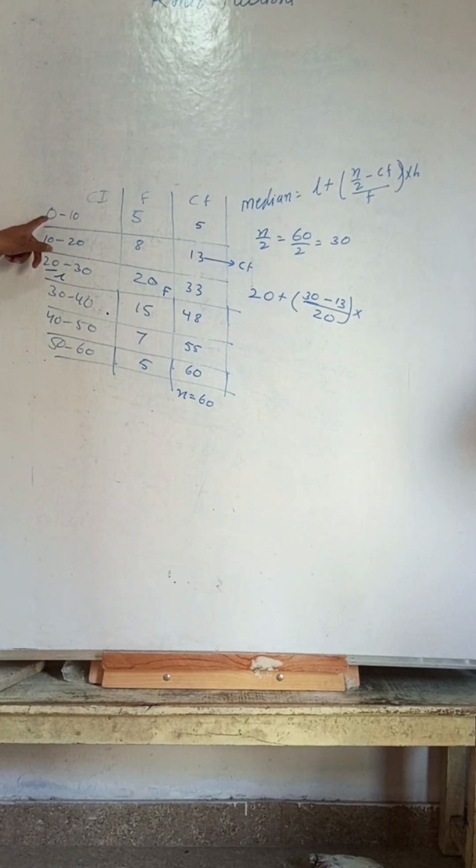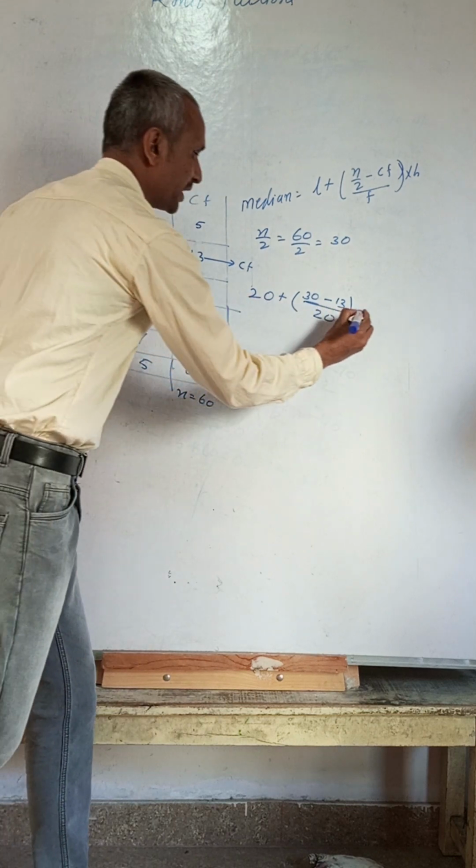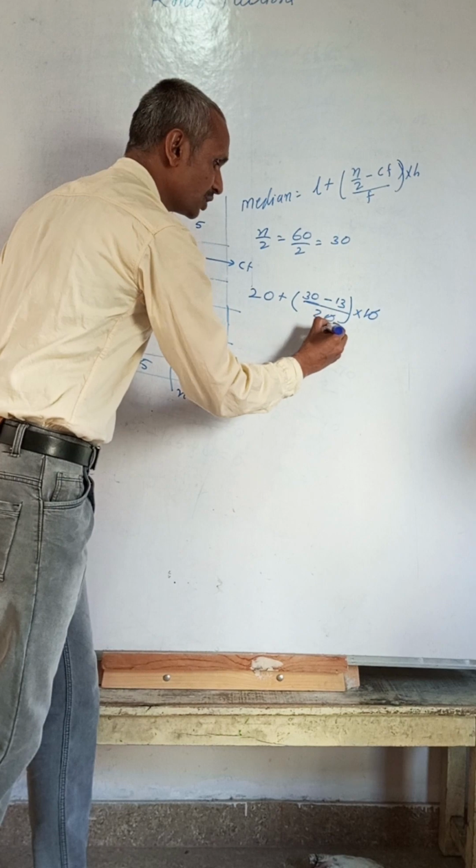H, what is the distance in between? That means what is the gap between 0 to 10, 10 to 20? A gap of 10 is there. So that is the 10. You can consider it like this.